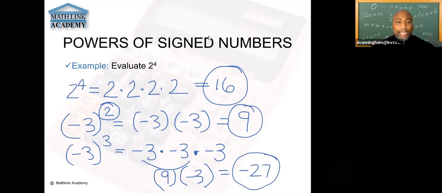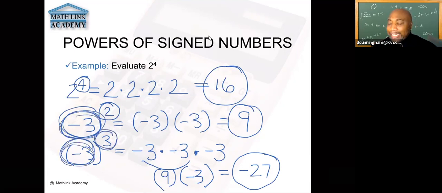So that is our rule. If the power is positive, we end up with those positive values. If we're talking about a negative base, if the power is odd, then we end up with a negative value.